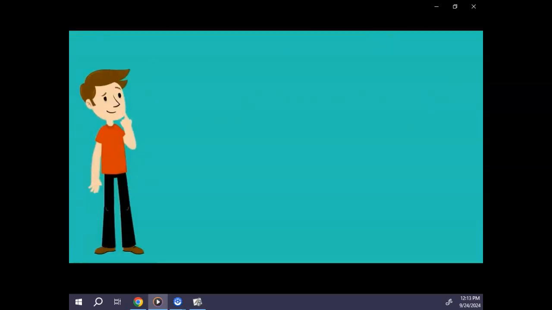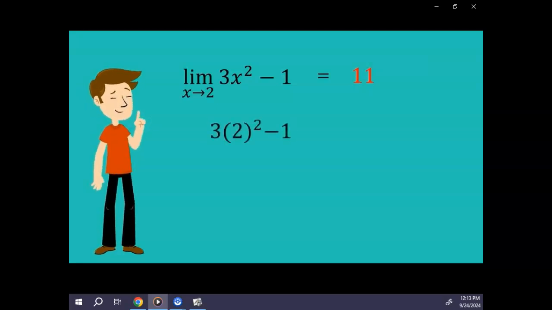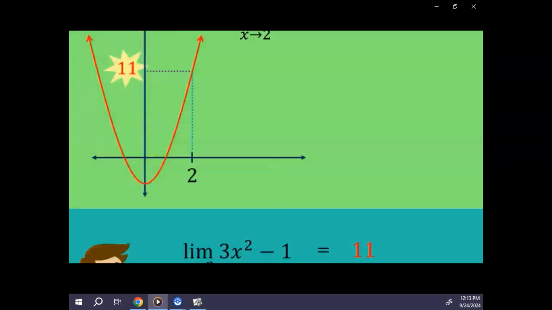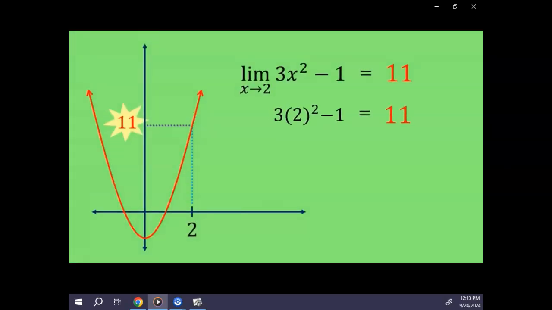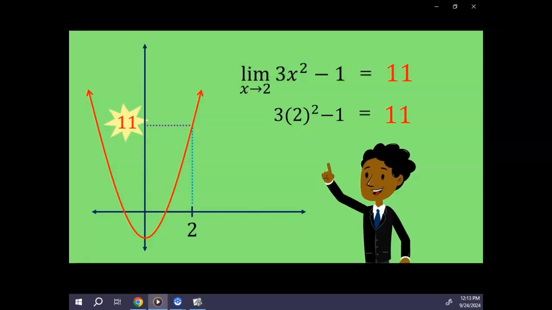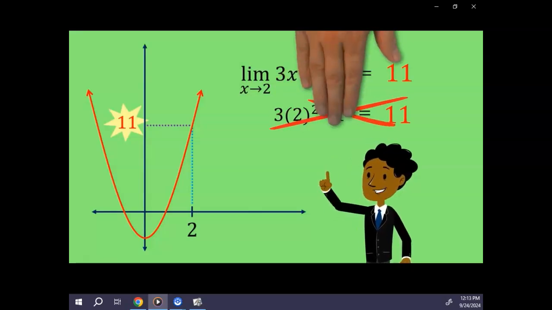Now at this point you might be thinking, that's fantastic, but couldn't you have also found the limit simply by plugging 2 into the function? Wouldn't that also give you 11? In this instance, the answer is yes. But the focus with the limit should be on what value it's approaching, and there are some functions where you simply can't plug in a number to find the limit. In other words, they are not always the same.